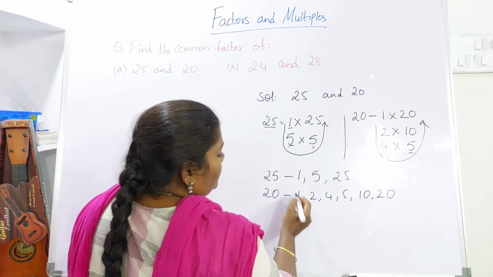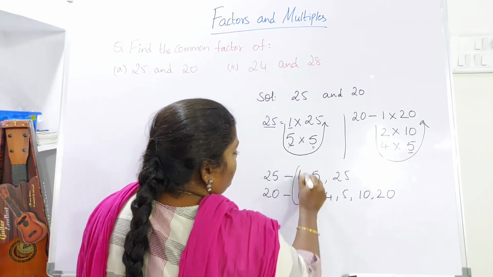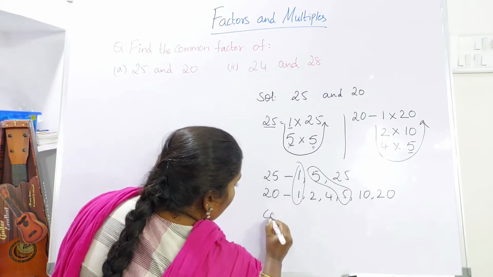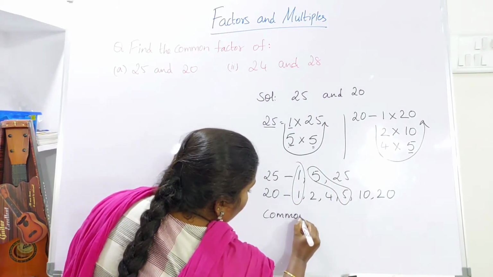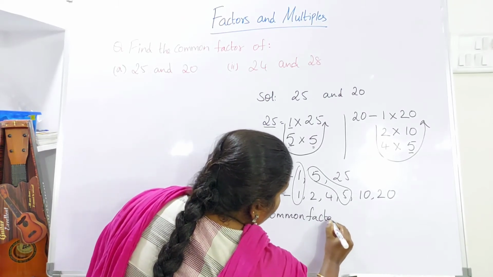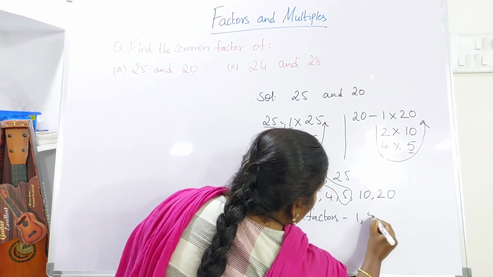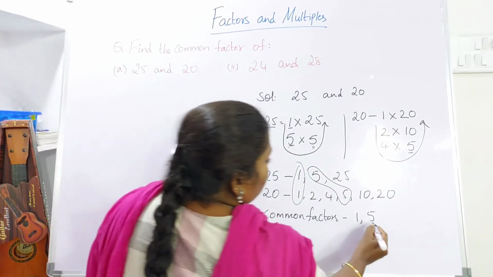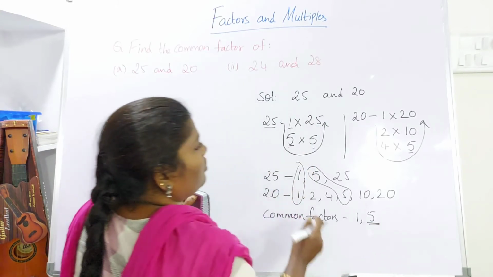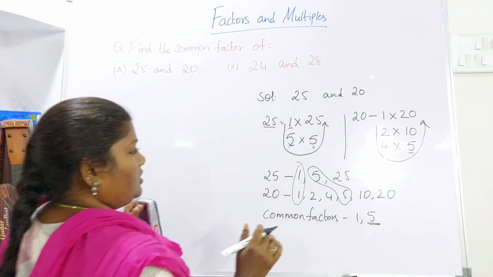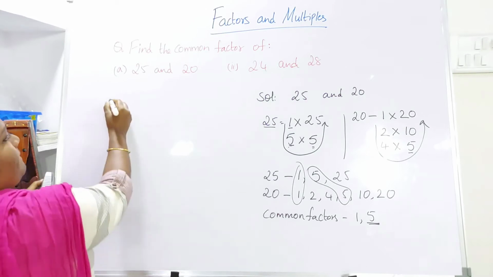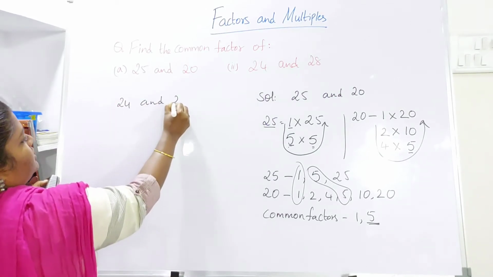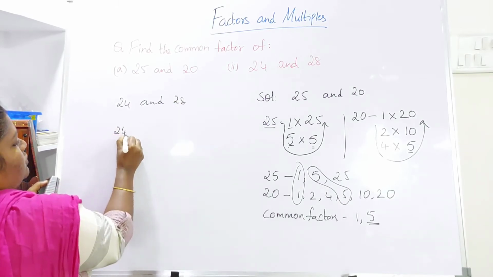So now list out the common factors. So common factors are 1 and 5. As 1 is a common factor for every number, we'll take 5 as the common factor of 25 and 20. So the next one is 24 and 28. So write the factors of 24.